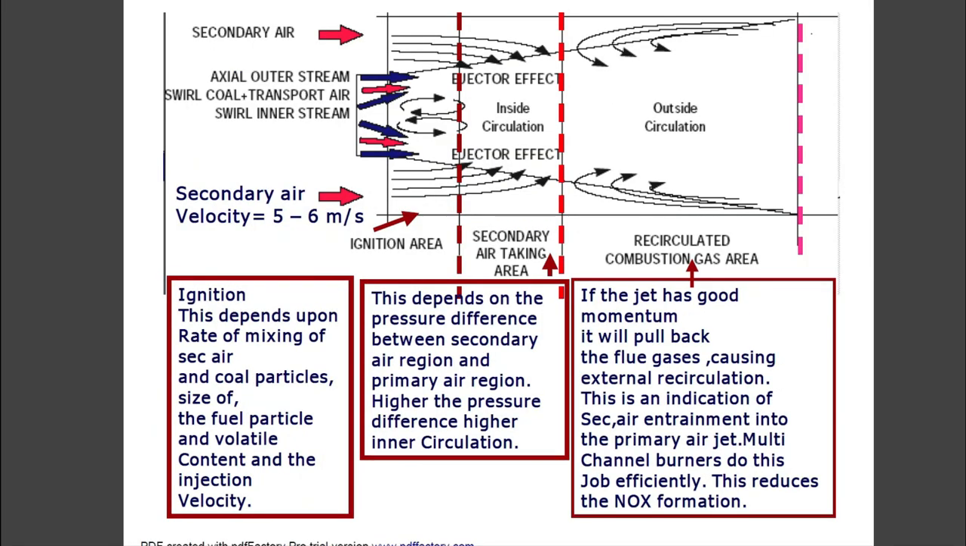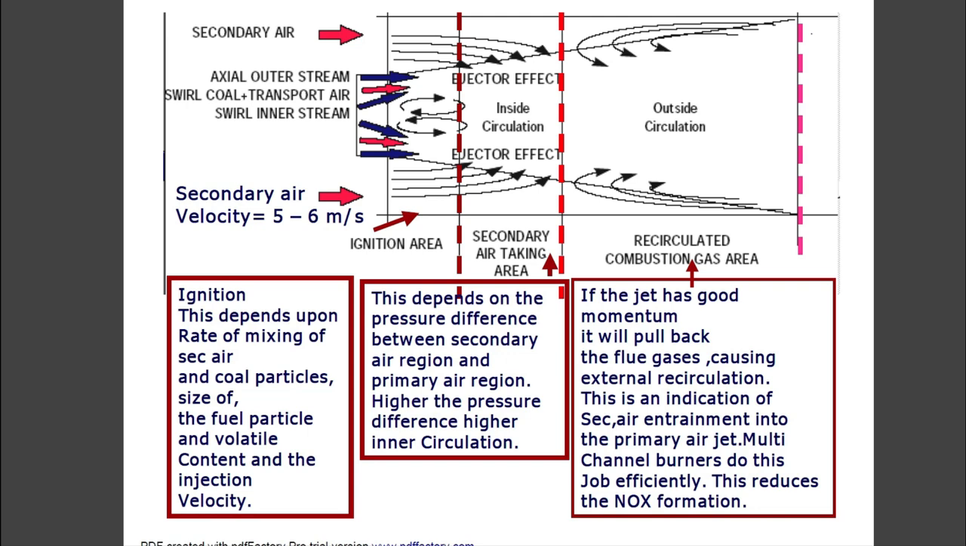Secondary air velocity is 5 to 6 meters per second. Ignition depends upon the rate of mixing of secondary air and coal particles, the size of the fuel particles, the volatile content and the injection velocity. And the secondary air entrainment area depends on the pressure difference between the secondary air region and the primary air region. The higher the pressure difference, the higher the inner circulation and outside circulation.